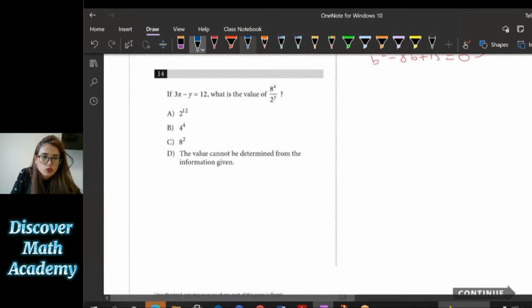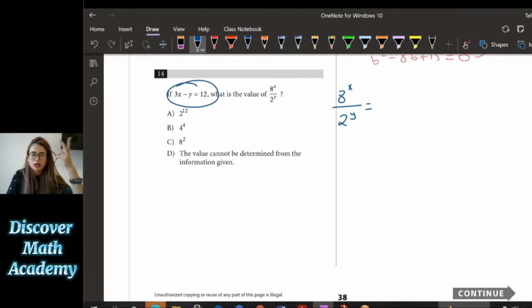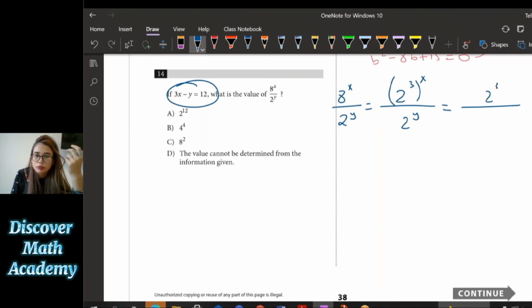3x minus y is equal to 12. Okay, 8 to the power of x over 2 to the power of y. How can I use this one? If I say 8 and 2, I make a connection between them. 8 is 2 cubed, so 8 to the power of x is 2 to the power of 3x, over 2 to the power of y. It's division, that's why you can write 2 to the power of 3x minus y. 3x minus y is 12, it's going to be 2 to the power of 12.